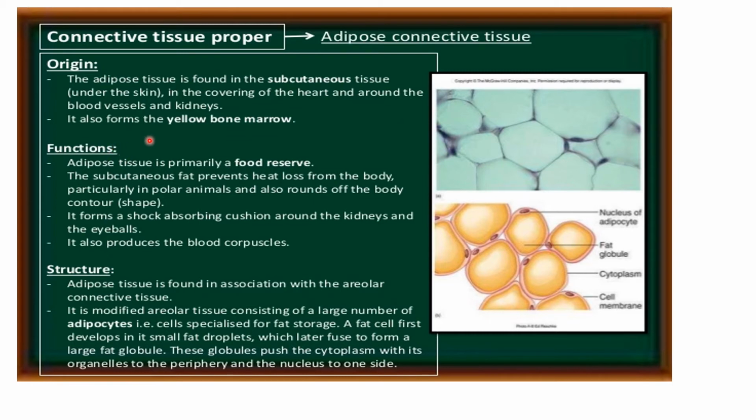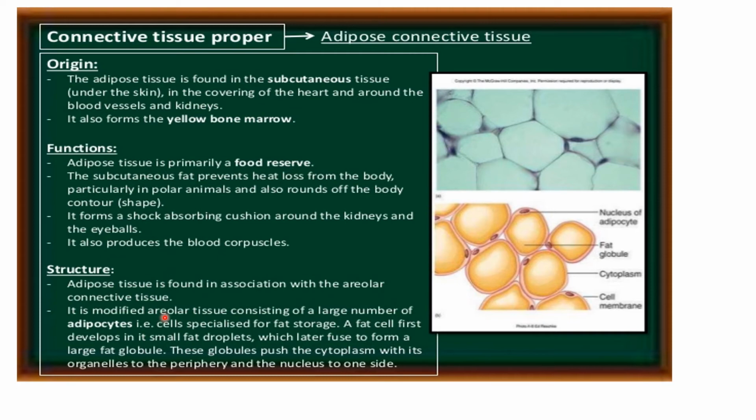As it stores fat, it is a food reservoir. It also prevents heat loss and rounds off the body contour, that means it gives us our shape. It forms a shock-absorbing cushion around the kidney and eyeball, and it also produces blood cells, that is blood corpuscles. Now the structure. Adipose tissue is found in association with areolar connective tissue.